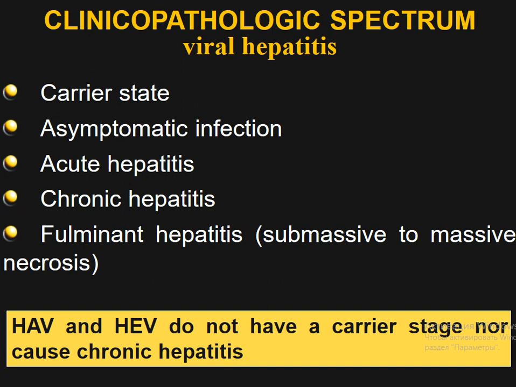I want to focus a little bit on the clinical pathologic spectrum of viral hepatitis. So here you can see this spectrum. The first is carrier state: an asymptomatic individual without manifest disease, harboring infection with a hepatotropic virus and capable of transmitting this infection, is called a carrier state.